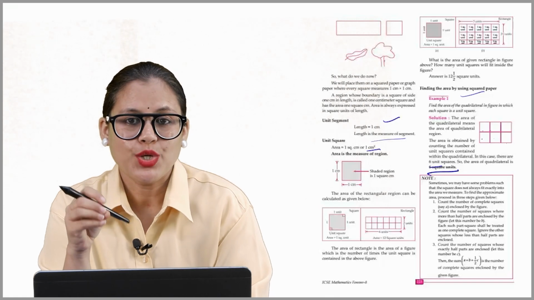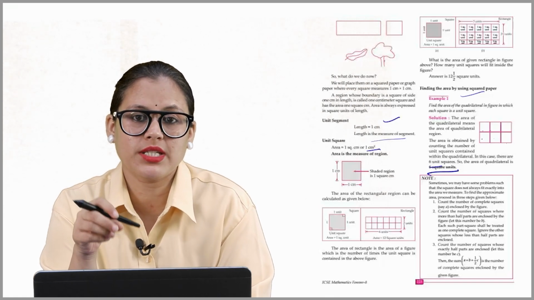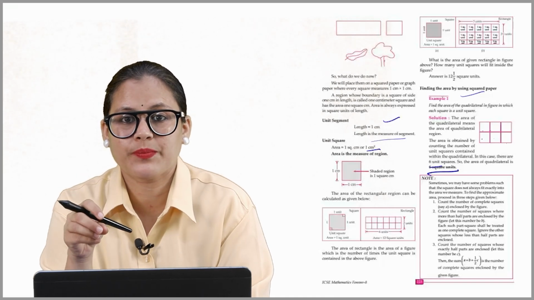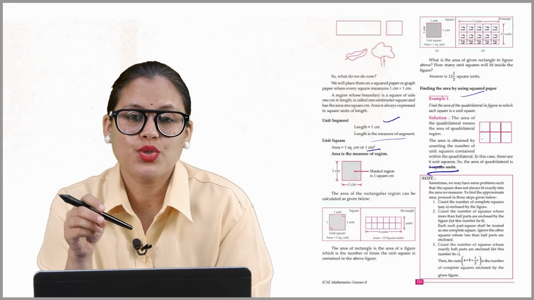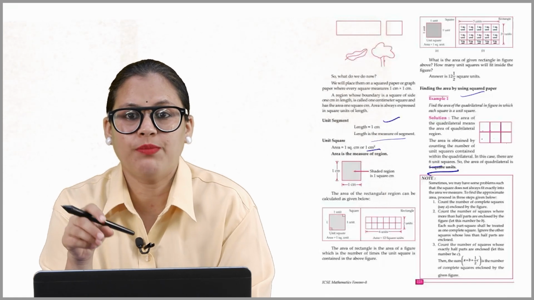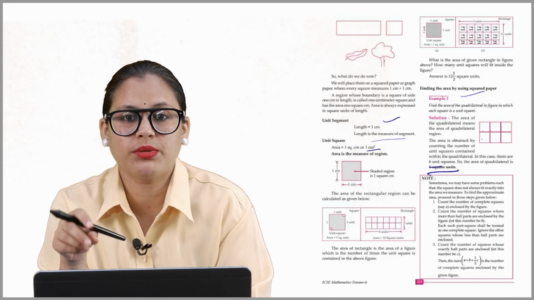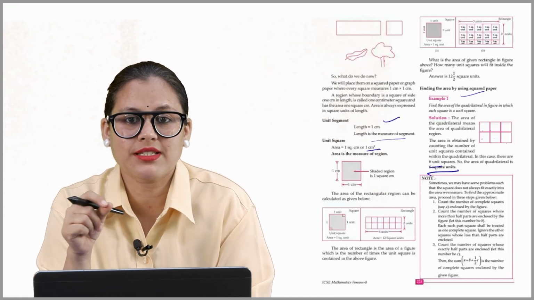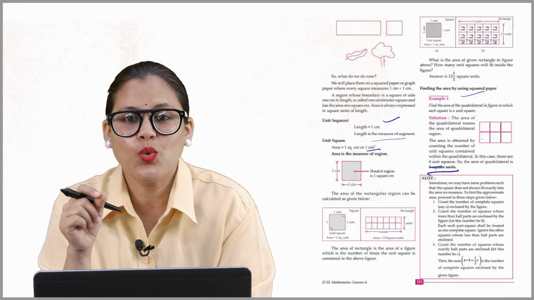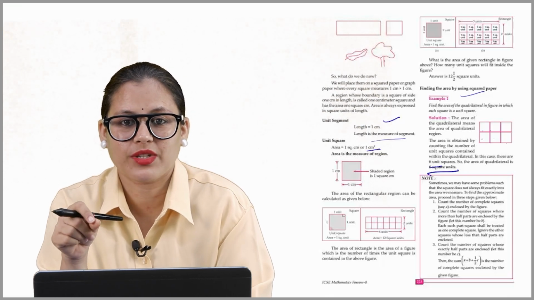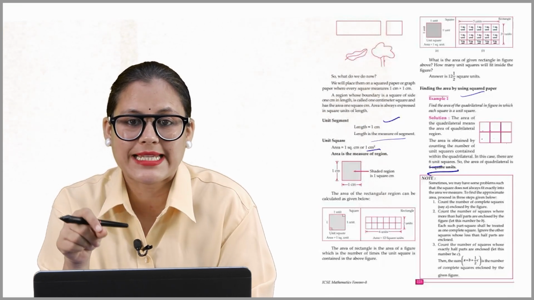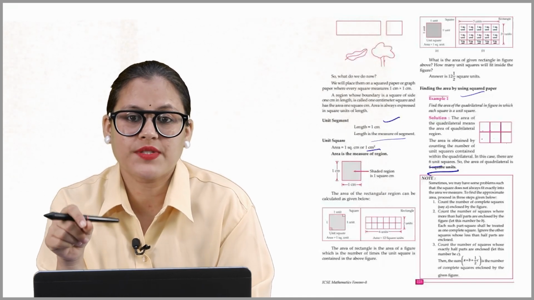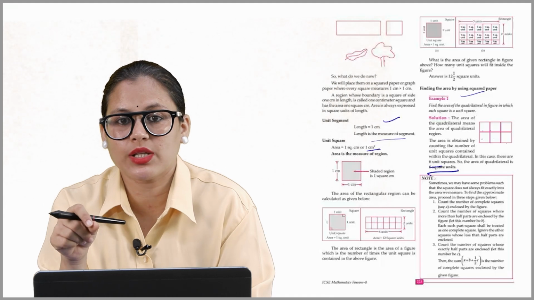Note, sometimes we may have some problems such that the square doesn't always fit exactly into the area we measure. To find the approximate area, proceed in 3 steps given below. Number 1, count the number of complete squares, say A, enclosed by the figure. 2. Count the number of squares where more than half parts are enclosed by the figure, let this number be B. Each such part square shall be treated as one complete square. Ignore the other squares whose less than half parts are enclosed. 3. Count the number of squares whose exactly half parts are enclosed. Let this number be C.